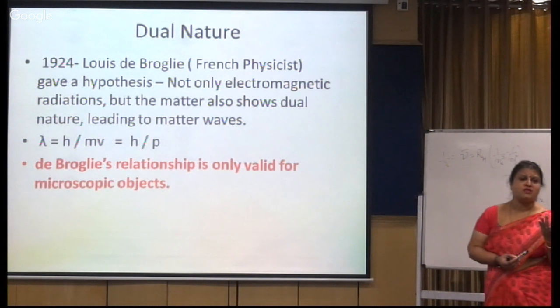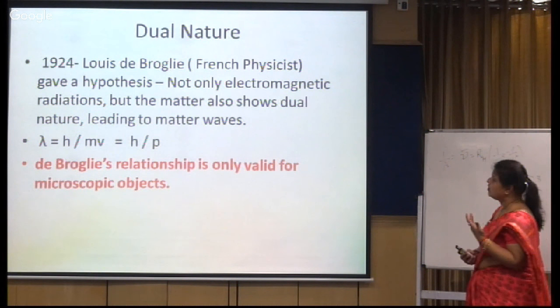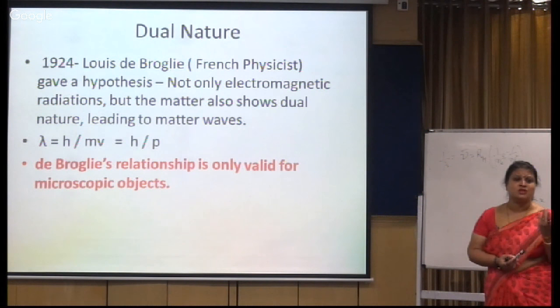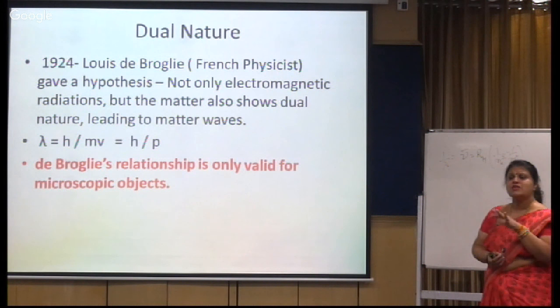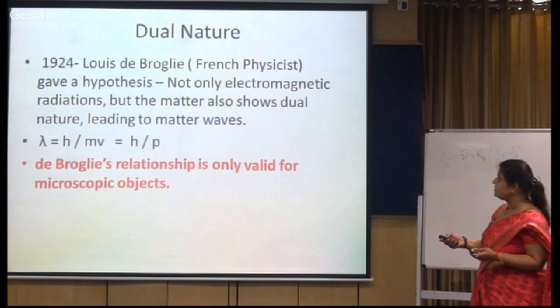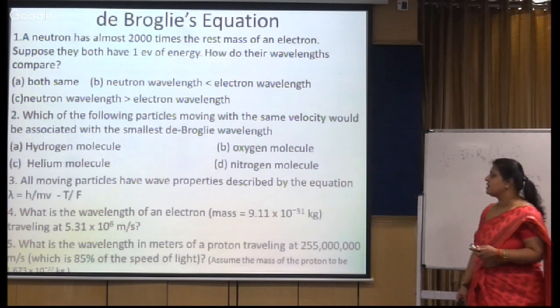When we talk about wavelength, it is associated with the wave nature only. But when we talk about velocity, velocity is mainly associated with a particle. So this equation itself was a reflection of the dual nature of matter. So let us see what are the various numericals that can be sorted out on the basis of de Broglie's equation. Question number 1.